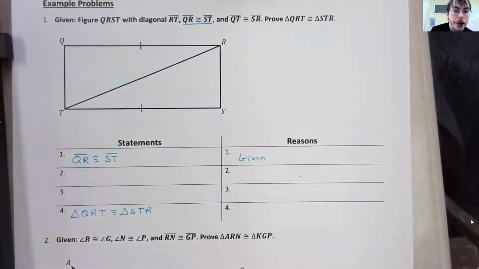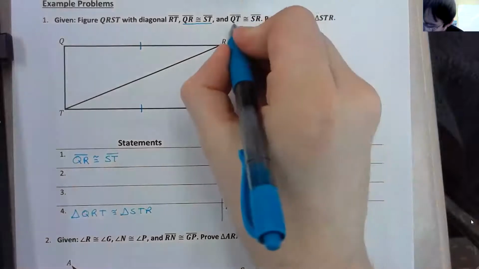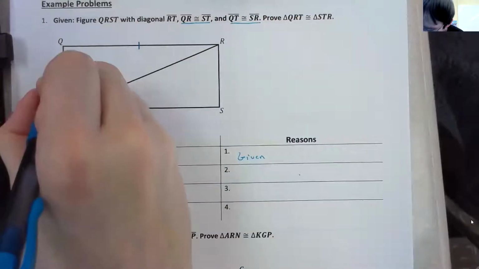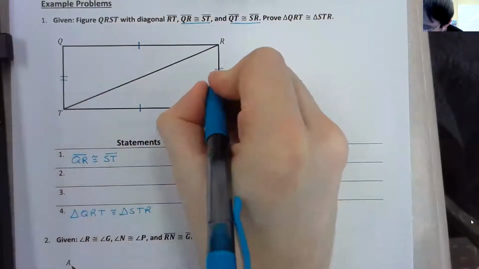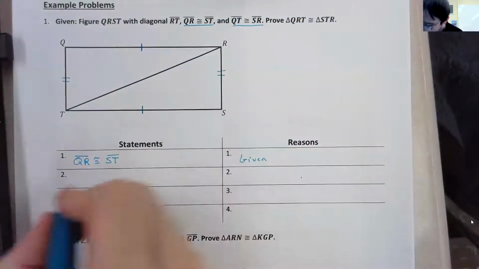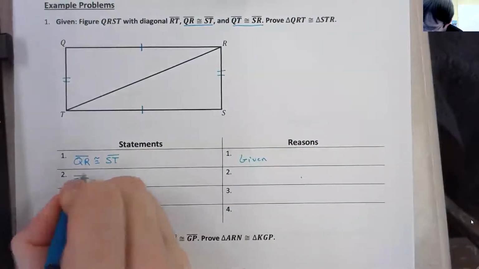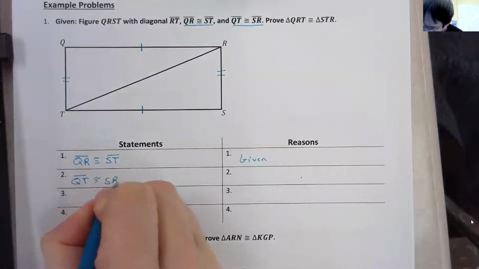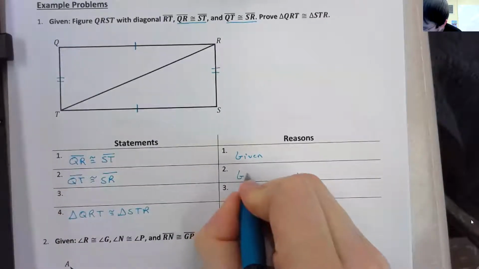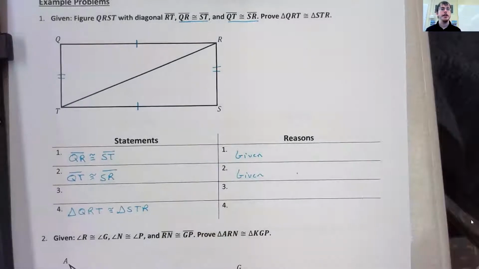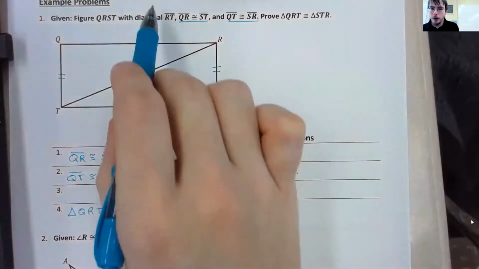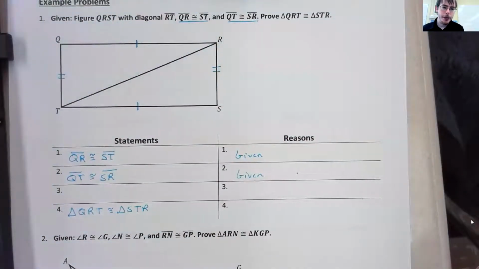Well, is there any other given information in the problem? Yes, we should see that QT is congruent to SR as well. So we're going to put our congruence symbols there. We're going to write that in as our next statement. And we're also going to say this is given as a reason because it is given to us. Now, next thing you look for is any other given information. Well, we don't have any other information that's given to us in the problem.